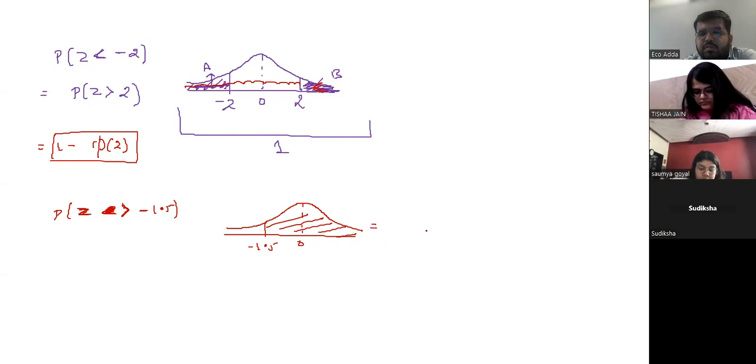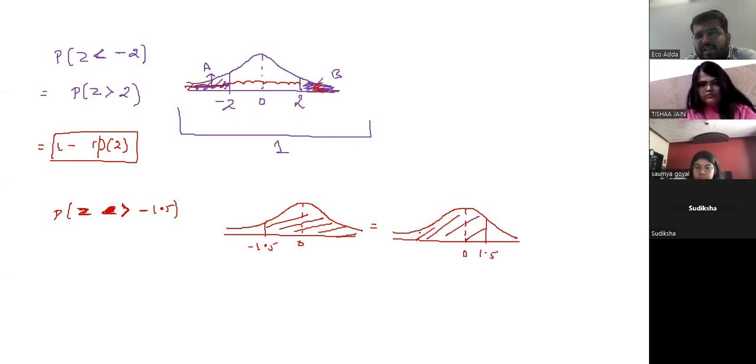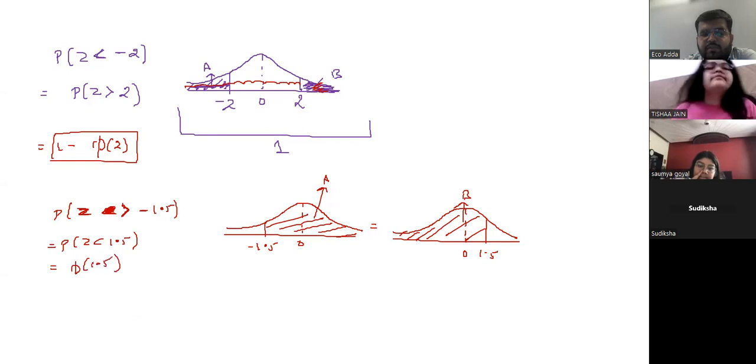Now because the distribution is symmetrical, if this is 0 and this is 1.5, this area is exactly equal to this area. Which means that since area A is equal to area B, probability Z more than minus 1.5 can be written as probability Z is less than 1.5, which is nothing but phi of 1.5. Does that make sense? So am I clear? Yes, sir.